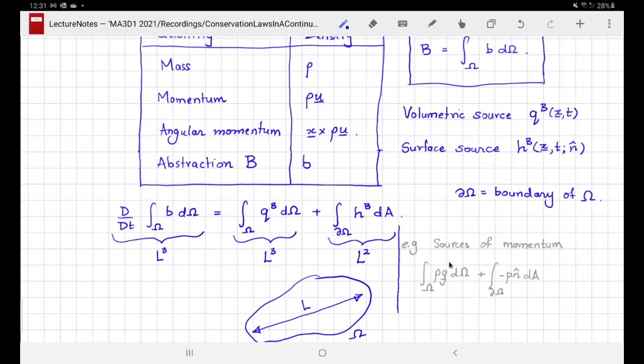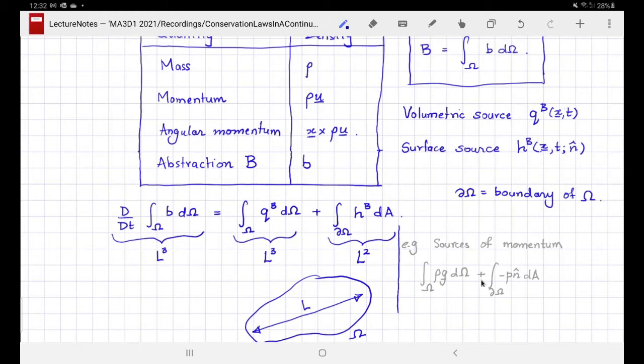As an example, consider the quantity to be momentum. The source of momentum is any quantity that causes a rate of change of momentum. And this quantity, according to Newton's second law, is the force acting on this volume. Now, this force, one could say, comes from two different types of sources. The first could be the weight, just the gravitational pull exerted by Earth on our fluid. The weight is written as: you take an infinitesimal mass rho d omega multiplied by the acceleration due to gravity to find the weight of that infinitesimal mass, and you integrate that weight to find the total force of gravitational weight.